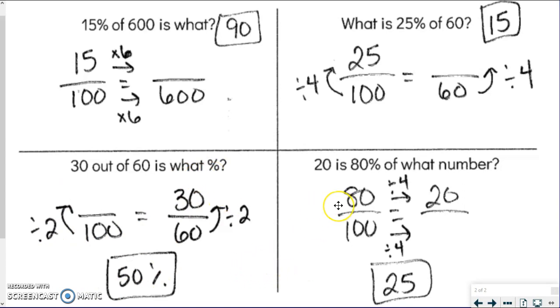Last one, and if I'm going too fast, feel free to pause, rewind, do what you need to do, or change your color to red or yellow if you are having a little trouble and need me to explain this further. So we've got 20 is, I'm putting that on the top, 80% over 100, 80 over 100, of what number? So we don't know, we're looking for this. I'm going across, 80 divided by 4 gives me 20. 100 divided by 4 gives me 25. That's my answer.